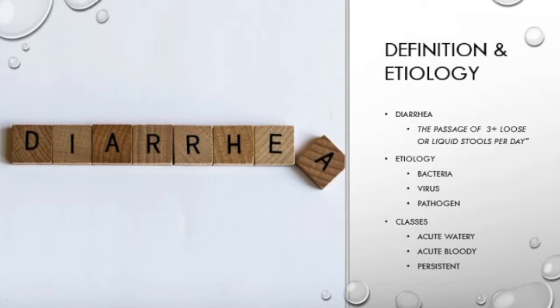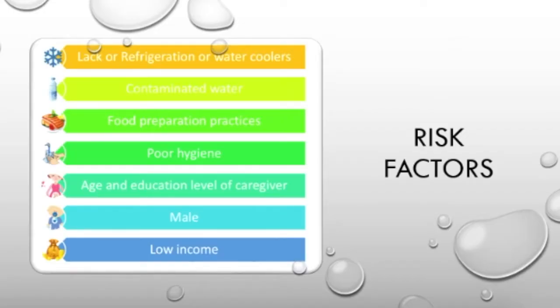Diarrhea is usually caused by an infection of the GI tract, and these infections can be caused by a plethora of bacteria, viruses, and parasites which are passed from contaminated food, water, or poor hygiene, as well as person-to-person interaction. There are 3 classifications of diarrhea: acute watery, which lasts for several hours or days; acute bloody, also called dysentery; and persistent diarrhea, which lasts more than 14 days.